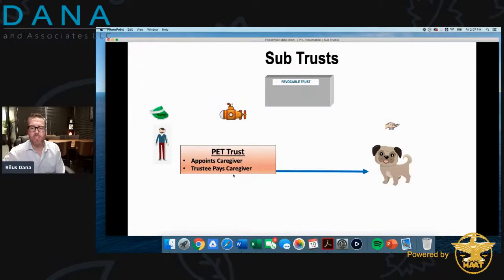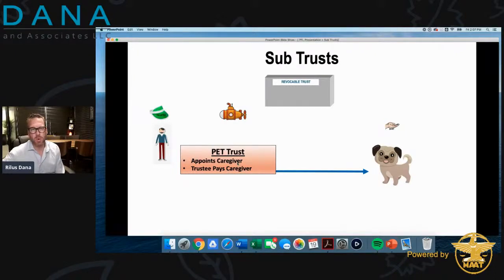And then a pet trust. These are fun as well. So something you can do in Arizona, I believe California as well, has a statute that allows you to do a pet trust. But the way the pet trust works is it appoints a caregiver for the pets, and then it appoints a trustee to pay for the caregiver. So money is held inside of the trust for the benefit of your pet. The trustee of that trust can appoint a caregiver.